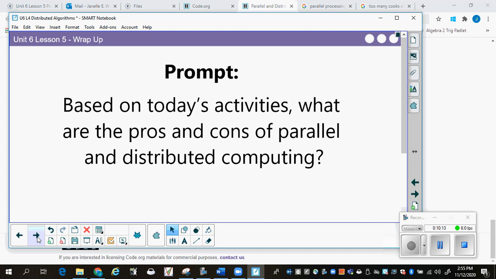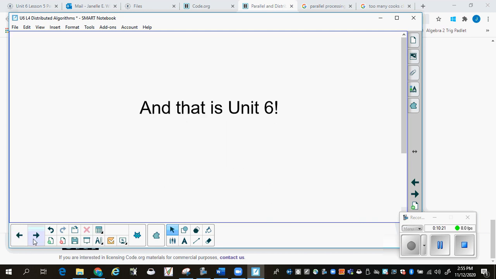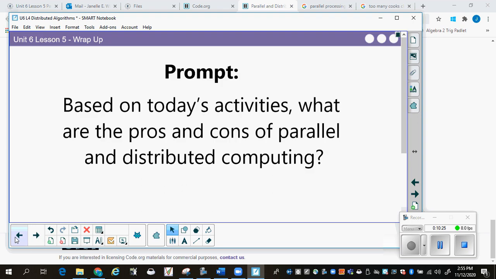Based on today's activities, what are the pros and the cons of parallel and distributed computing? What do you think? Well, that's a wrap. And benefits and cons? Benefit, it can be faster. Con, there's a limit to how fast it can go. And there's some things that just can't be done sequentially.